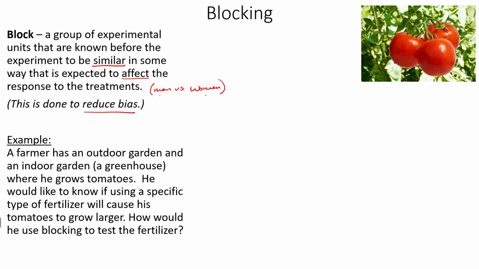All right, so here's another example. So a farmer has an outdoor garden and an indoor garden, like a greenhouse, where he grows tomatoes. He would like to know if using a specific type of fertilizer will cause the tomatoes to grow larger. How would he use blocking to test the fertilizer?